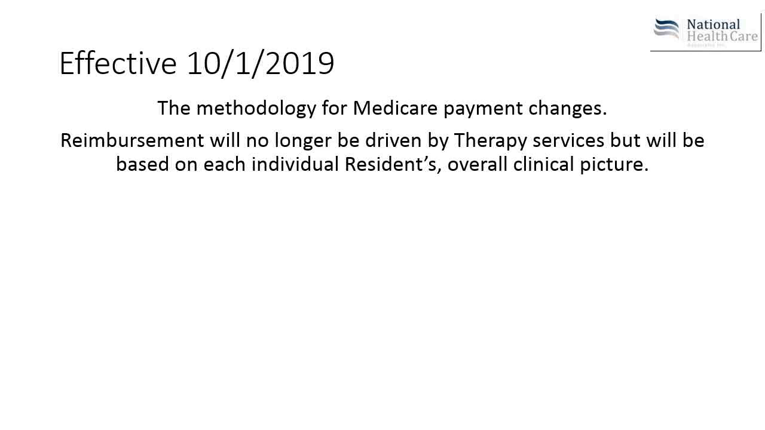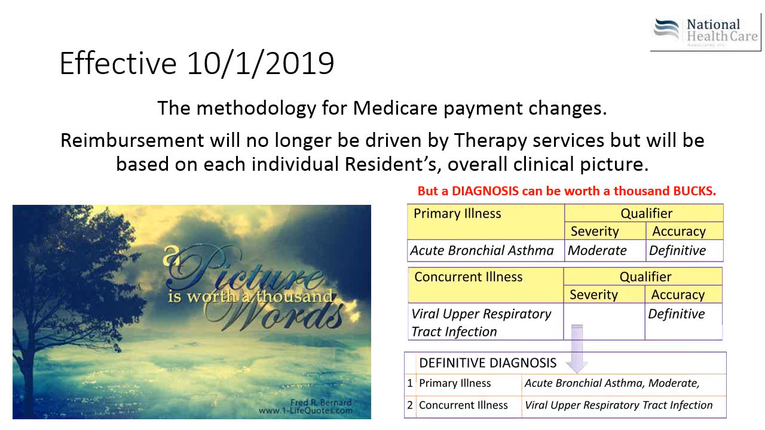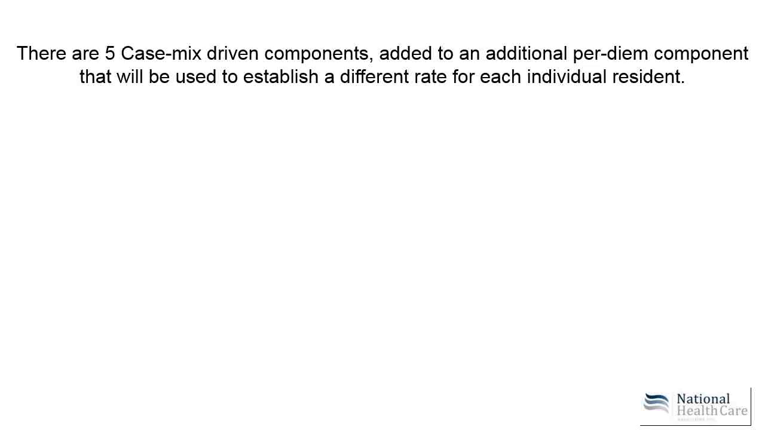Effective 10/1/2019, the methodology for Medicare payment is going to change. Reimbursement's no longer going to be driven by therapy services, but instead is going to be based on each individual resident's overall clinical picture. So we've all heard that a picture is worth 1,000 words, and under PDPM, a diagnosis is going to be worth $1,000.